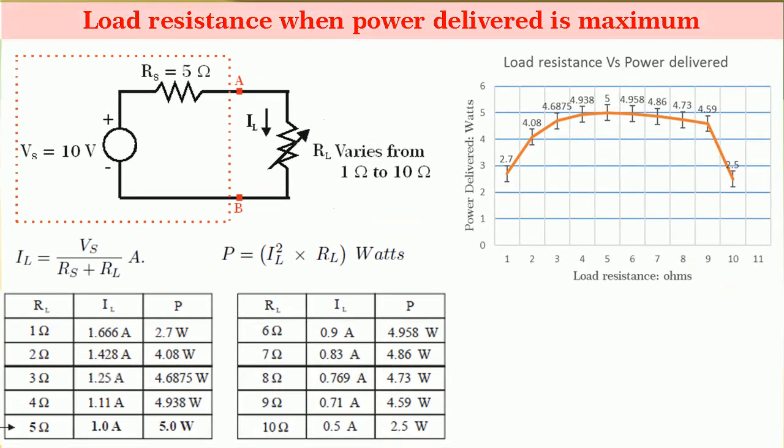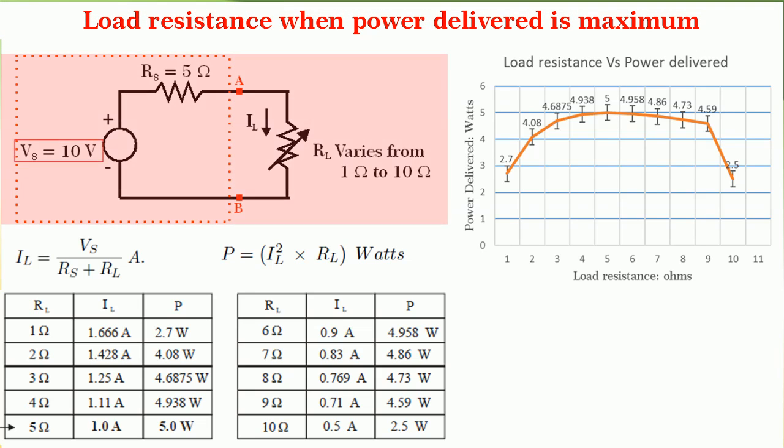Now, let us see at what value of RL power transfer is maximum. For that, consider a simple circuit of 10 volts source having a source resistance of 5 ohm connected across a varying load resistance RL as shown. Let us assume that RL varies from 1 ohm to 10 ohm. For different values of RL, current IL and power across RL calculated is shown in the table.